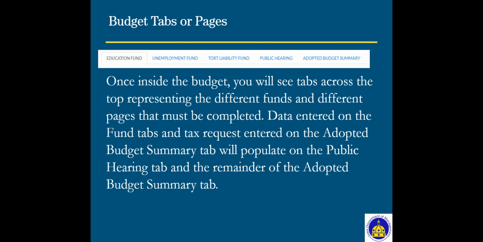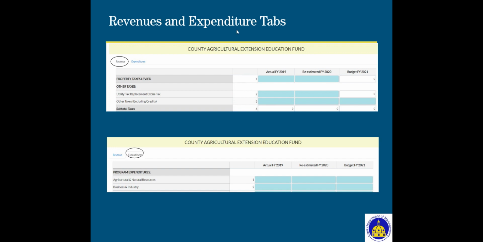Once you're inside the budget, you will see tabs across the top that represent the different funds and different pages that must be completed. And just keep in mind that data entered on the tabs and the tax request entered on the adopted budget summary will go ahead and pull over automatically on the public hearing notice and the adopted budget summary tab. When you're in your different fund tabs, you'll notice that each fund tab has both a revenues page or tab and an expenditure page or tab.